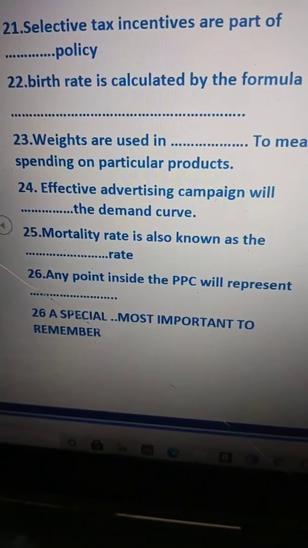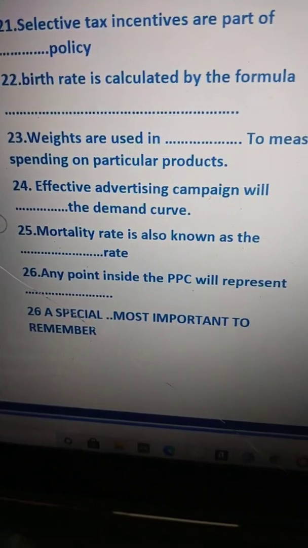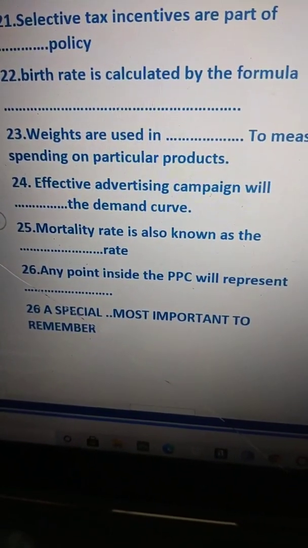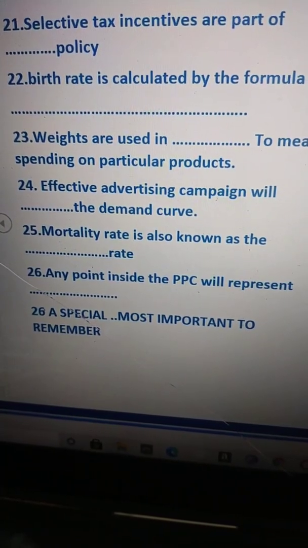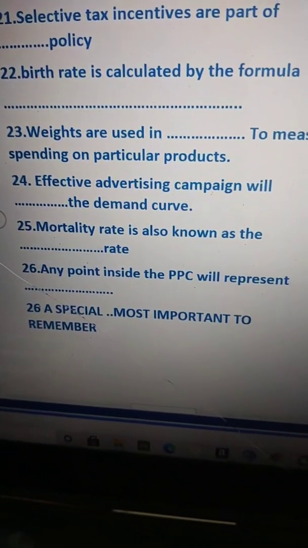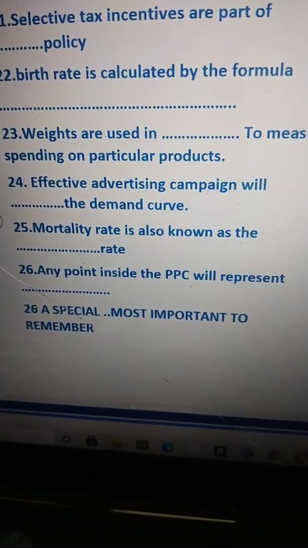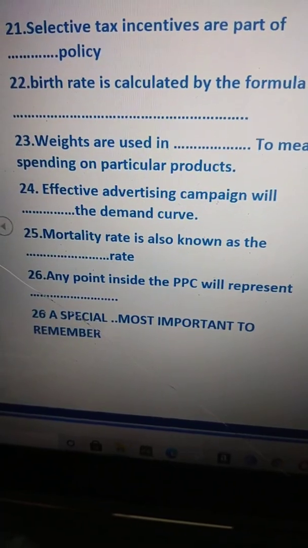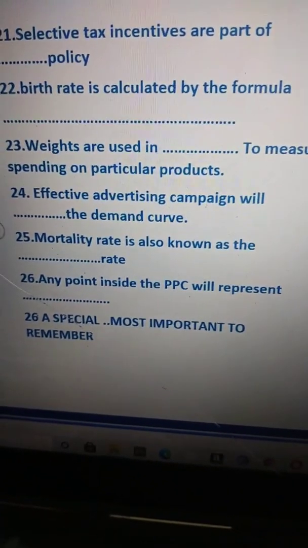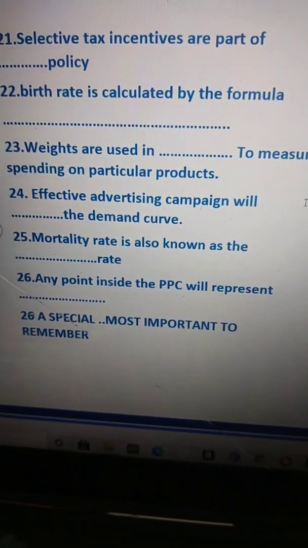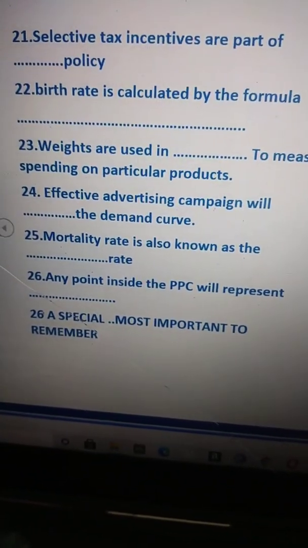25th, mortality rate is also known as the dash rate. Death rate. That's great. Mortality rate and the death rate are the same terms. And then infant mortality rate is something different. The number of children not surviving the first year of their birth will be counted in the infant mortality rate.